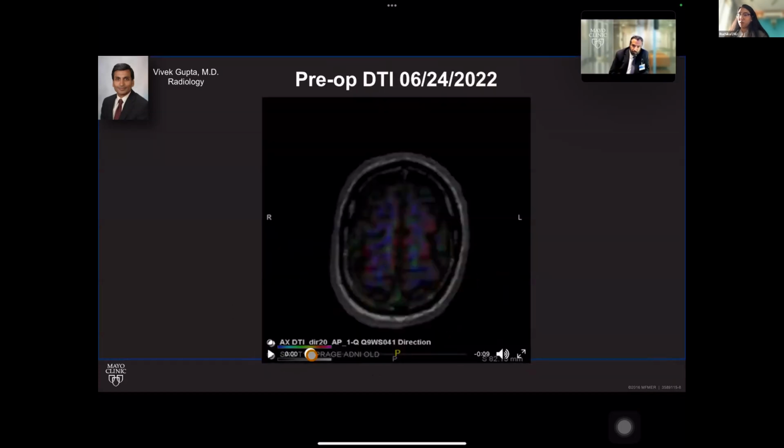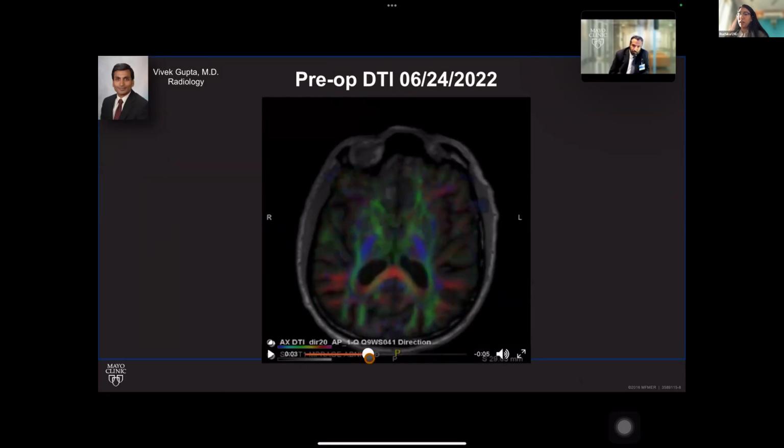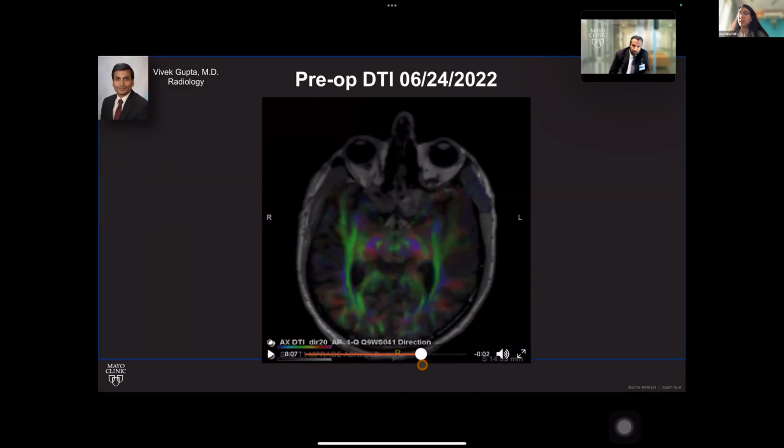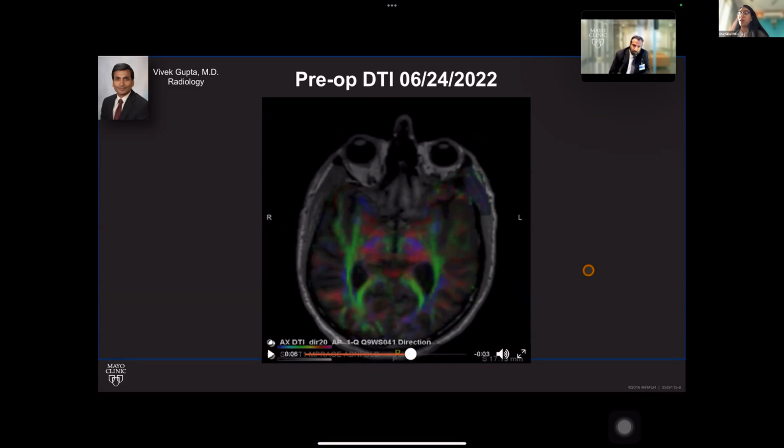A DTI scan was also done because of the location of the lesion. And a DTI scan is done so as to map the eloquent white matter tracts. And we can see that the lesion is not affecting any of these tracts. Dr. Sukhvinder, would you like to add something?